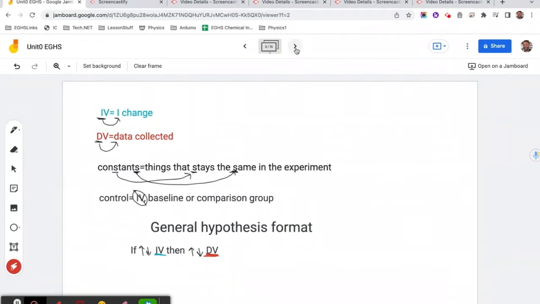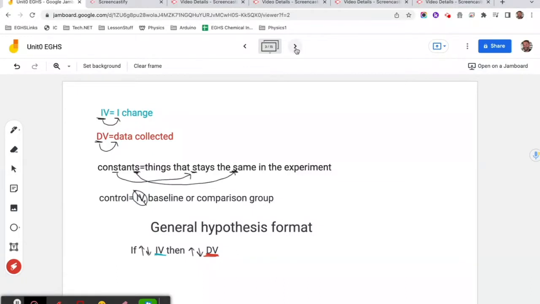So I like to remember the D in DV is dependent variable, but it could also stand for the data you're collecting in the experiment. Just like in mathematics, if we have a constant, that number is not changing. Notice in constants we have two S's, so those two S's stand for things that must stay the same in the experiment. Now the last one, the control: think of the no smoking sign over the IV. It's the group that does not get the independent variable. It's the baseline or the comparison group.